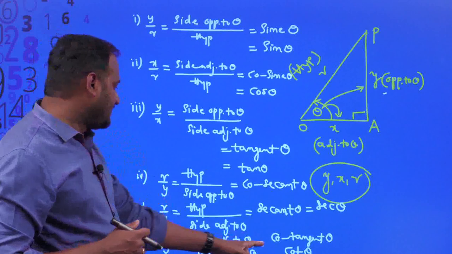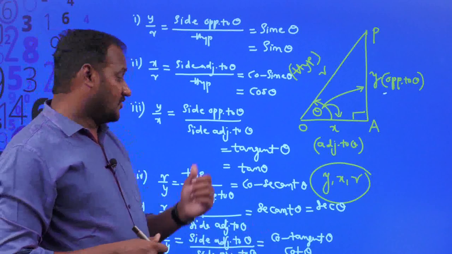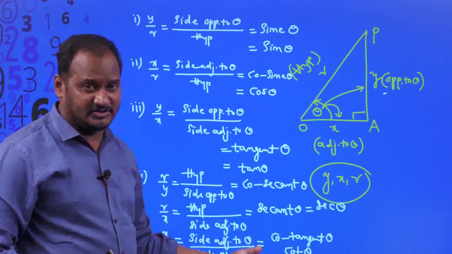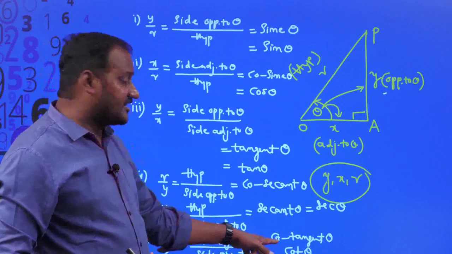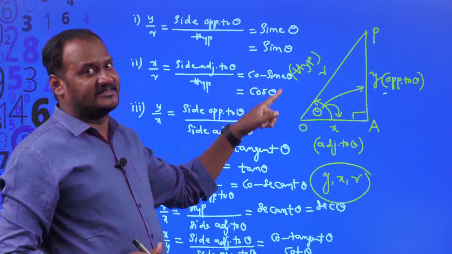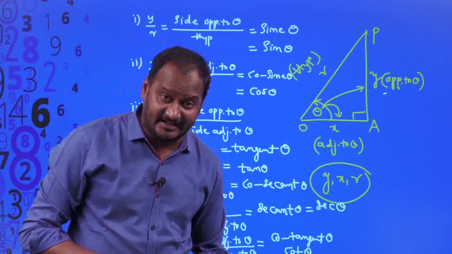So cos theta is equal to 1 by secant theta, as well as secant theta is equal to 1 by cos theta. And coming to the last ratio, that is cotangent theta or cot theta, which is the ratio between side adjacent to theta and side opposite to theta. Again, cot theta is the reciprocal ratio of tan theta, and tan theta is the reciprocal ratio of cot theta. So these are the six trigonometric ratios.